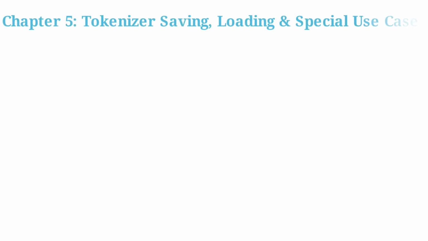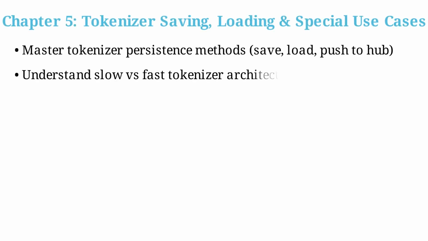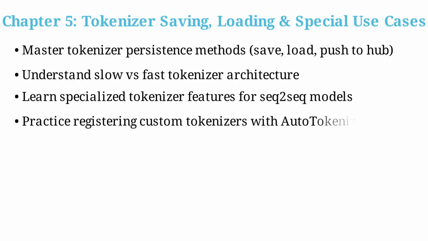Let's dive into Chapter 5, where we'll master tokenizer persistence methods. We'll learn how to save, load, and share tokenizers, understand the architecture differences between slow and fast tokenizers, and explore specialized features for sequence-to-sequence models.